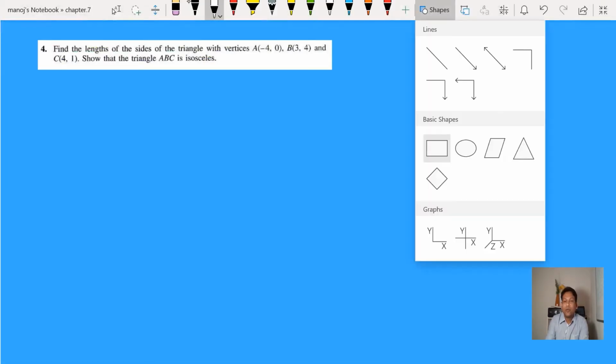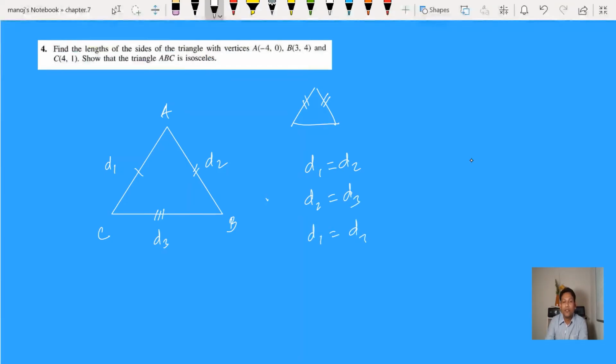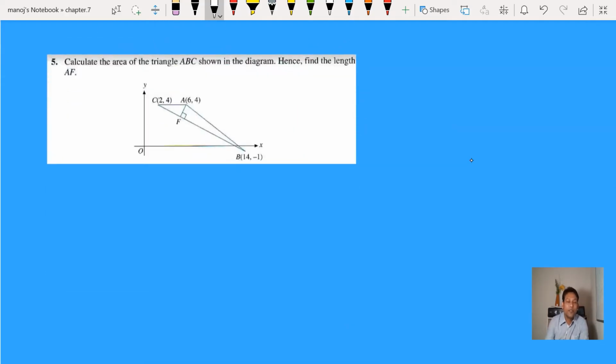Whatever the triangle, you can write A, B, and C. We are not sure which two sides are equal. You have to find the distance D1, then distance D2, and then distance D3, using the distance formula. Isosceles triangle means two sides will be the same. So D1 can be equal to D2, or D2 can be equal to D3, or D1 can be equal to D3. When you do the calculation, you can get the answer. It's very simple. I'm not solving this part. Question number 5 is important, like the whole exercise.